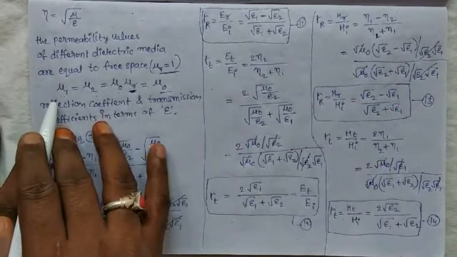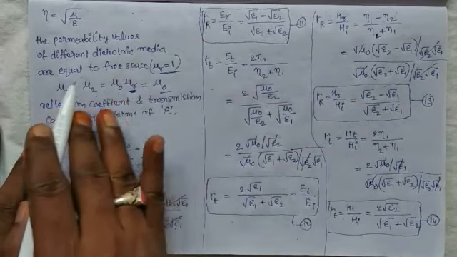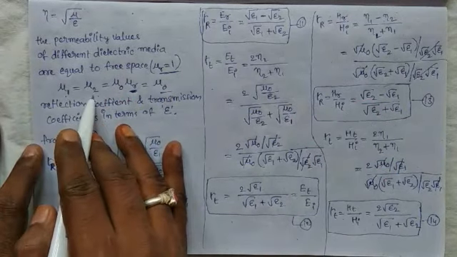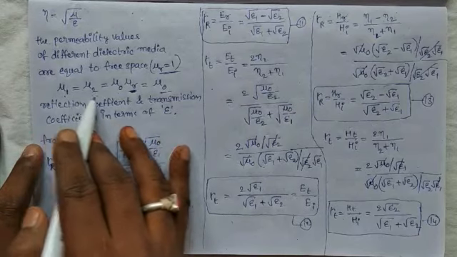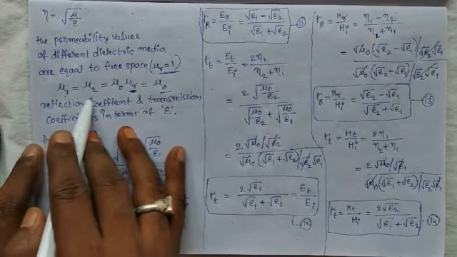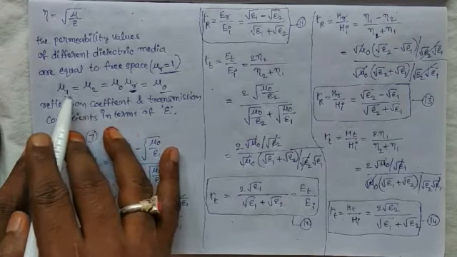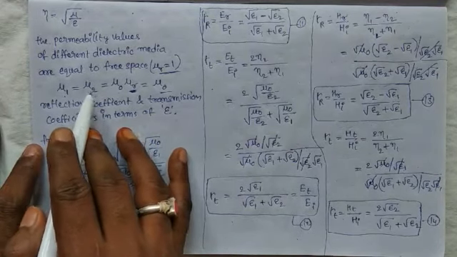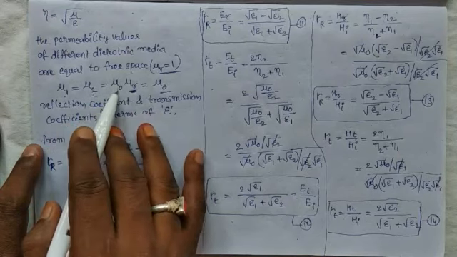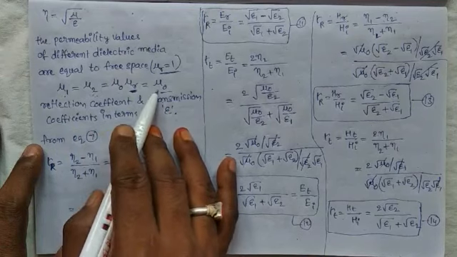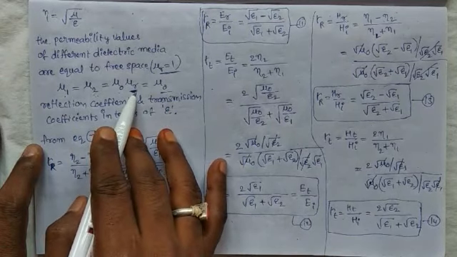Here we are considering two mediums. In medium 1 the permeability is mu1, and in medium 2 it is mu2. These two are practically equal in two dielectric mediums. Here mu1 is equal to mu2, which is equal to the free space value, mu naught. For free space, mu r is 1.